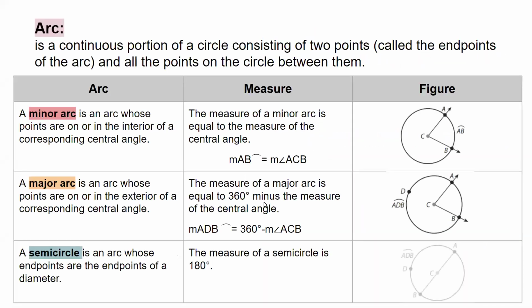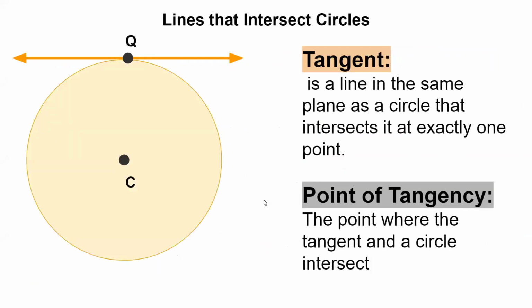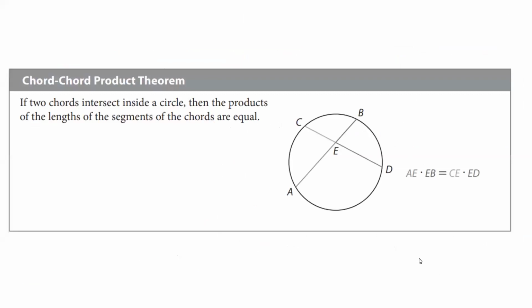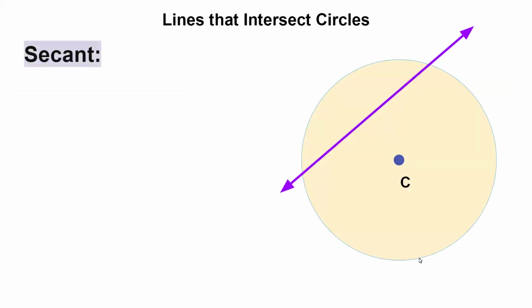We have our arcs and all of our parts. We have a tangent. Remember that a tangent is a line that intersects our circle at exactly one point, and that point we call the point of tangency. And now we have the recall of our secant.